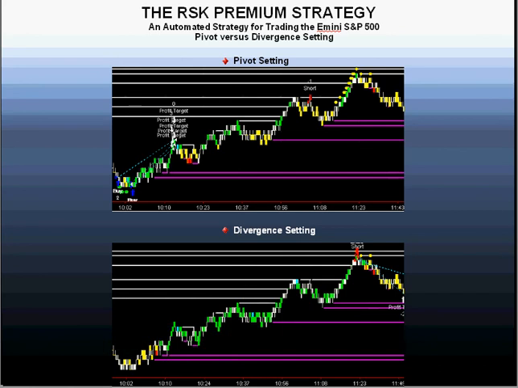Here again is another illustration of the pivot setting, firing off long trades at the bottom, whereas the divergence did not. The pivot setting shorted this move at the high. The divergence setting did not. But when the Spoos moved higher, the divergence setting fired off a trade, shorting the market, where the pivot setting did not.